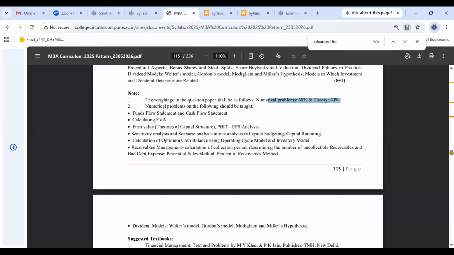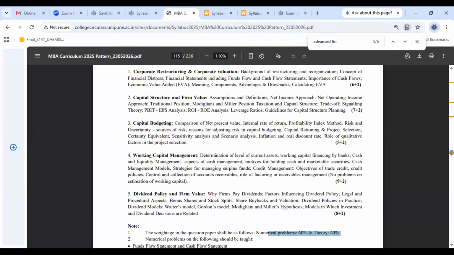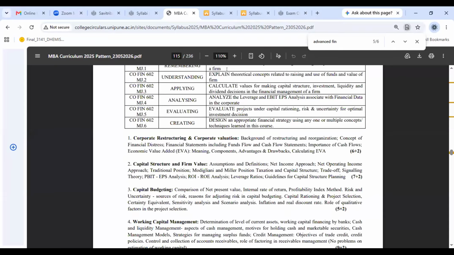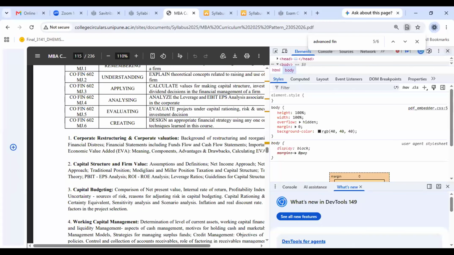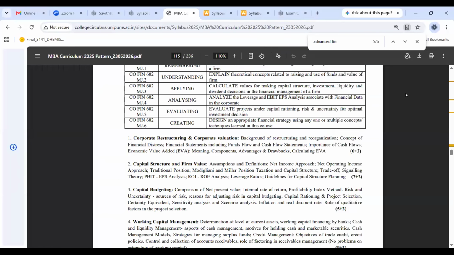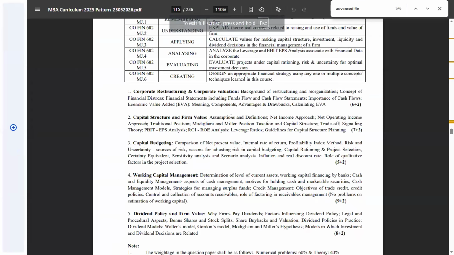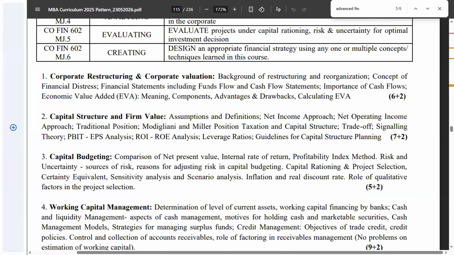Secondly, let's talk about the syllabus more in detail. I'll just zoom it for your reading purpose. The first chapter is about corporate restructuring and corporate valuation. Now, what is corporate restructuring?